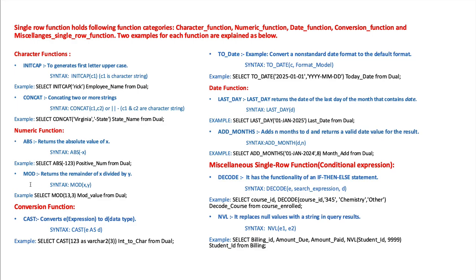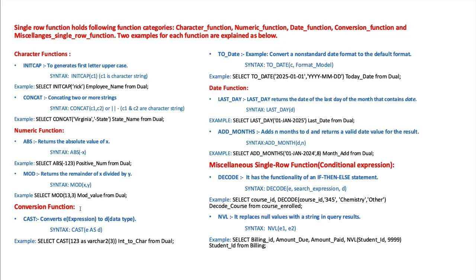Next example is the MOD function. It returns the remainder of x divided by y. We have the syntax MOD(x, y). Suppose here 13 comma 3, then its value comes 1, because the remainder is 1.